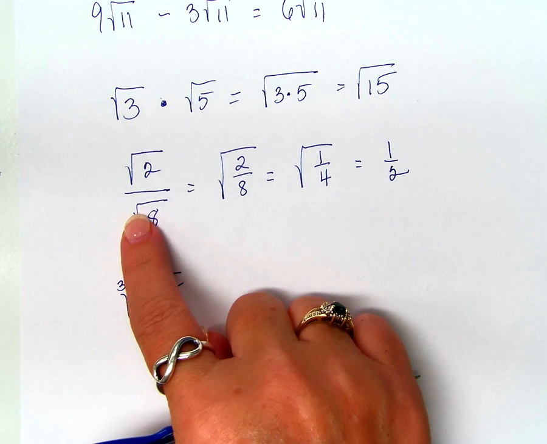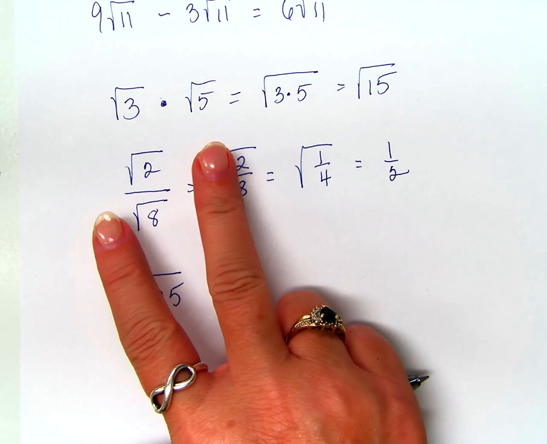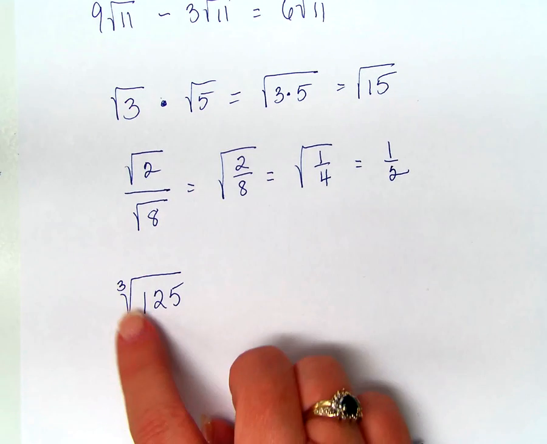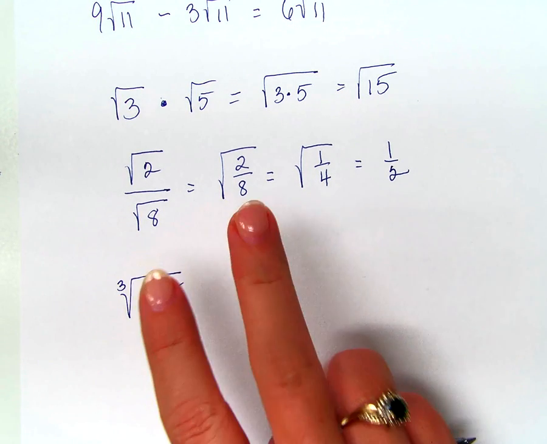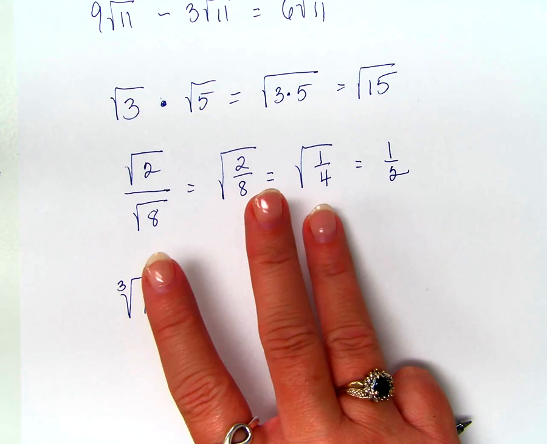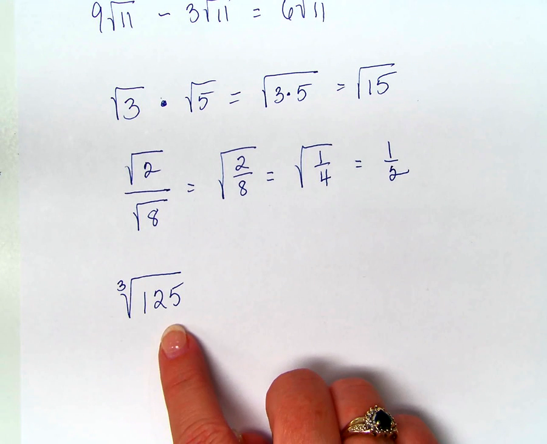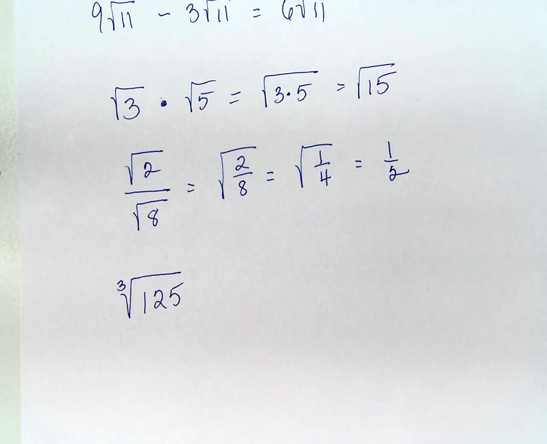Just like a square root, we think of what times itself equals that number. This just means a cube root. It means what times itself is 125. Now, this one's a relatively easy one to think about, but I want to make sure you know how to do this in the calculator.